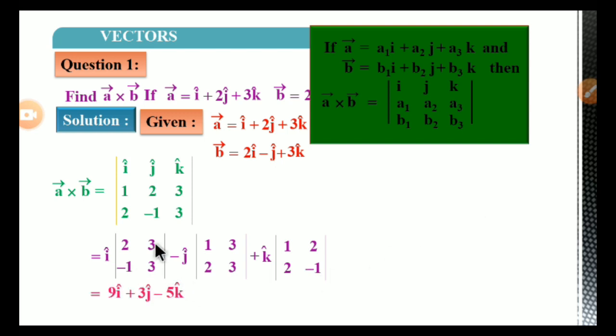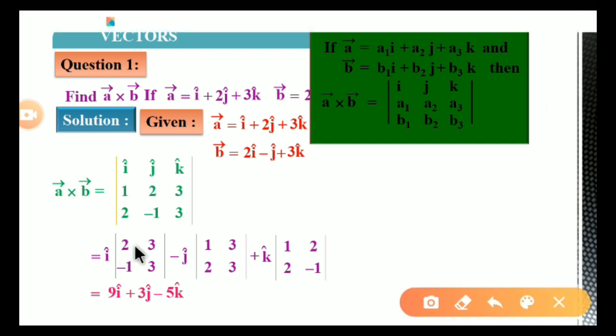So now it becomes 9i plus 3j minus 5k. See here we have to multiply: 2 3 is 6, minus into the bracket of 3 into minus 1, which is minus 3. So 6 minus of minus 3 becomes 9i. Similarly here, 3 minus 6 is minus 3, and minus is multiplied with that, so it becomes plus 3j.